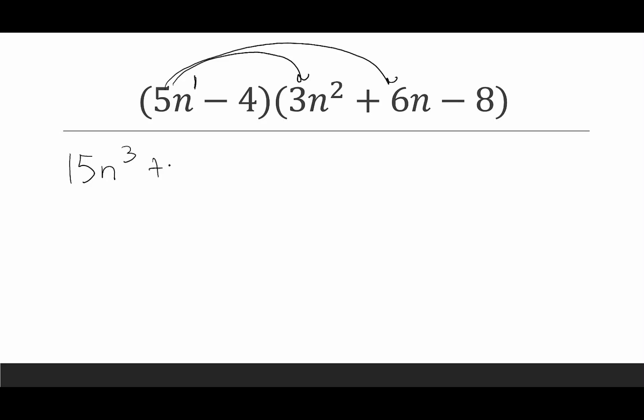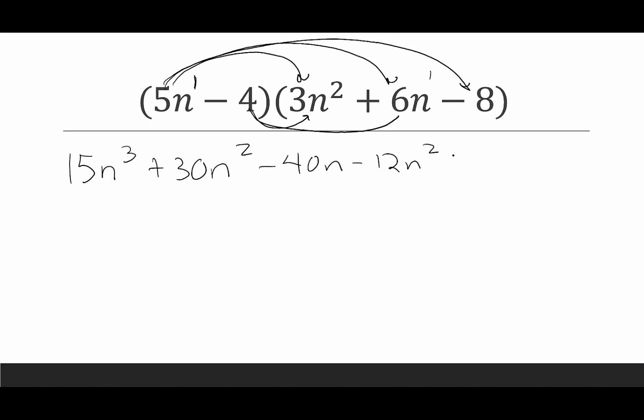Now let's do 5n times 6n. So 5 times 6 is 30. I have 1 plus 1 is 2, so I have 30n squared. Now 5n times negative 8 is negative 40n. Let's repeat the distribution, but this time use negative 4. So I have negative 4 times 3n squared, that's negative 12n squared. Negative 4 times 6n is minus 24n. And then negative 4 times negative 8 is a positive 32.